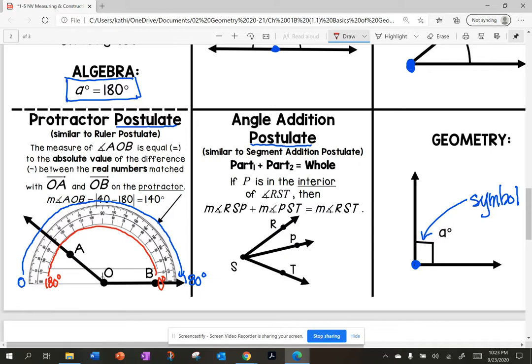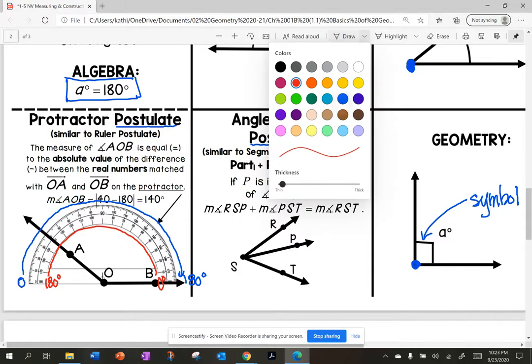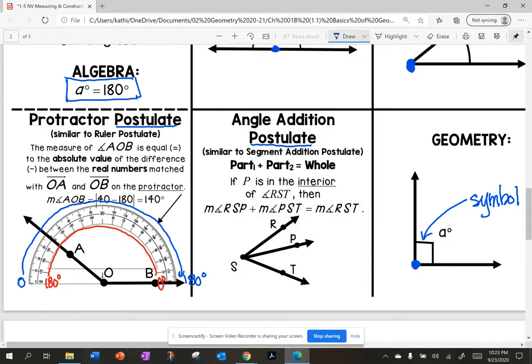So just for ease, I'm going to actually just use the outside numbers, but you are welcome to use the inside numbers. So if I'm looking here, this is 10, 20, 30, 40. So this ray is at 40 degrees, and going all the way around, this is at 180. So the absolute value of 40 minus 180 is 140 degrees. So this angle AOB is 140 degrees.